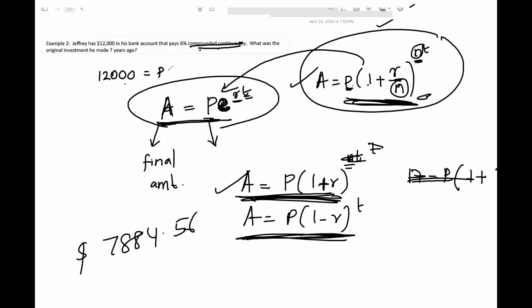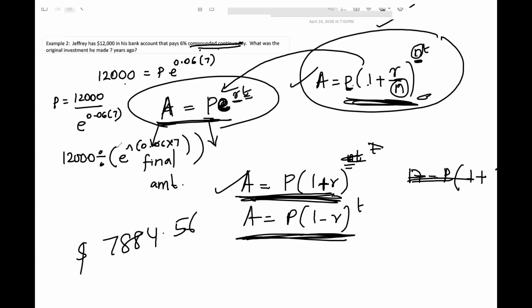Can you check P e power of R, where R is 0.06 and T is 7 years, right? Did you do this, Rishit? So basically P will be equal to 12,000 divided by e power of 0.06 times 7. You have to be careful when you type it in the calculator: 12,000 divided by, please put a parenthesis, e power, again a parenthesis, 0.06 times 7. Did you do that? Yeah. So your answer should be like this.